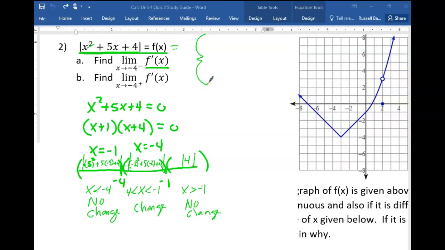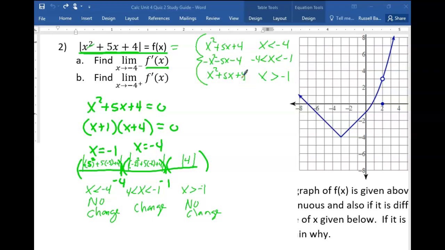We know now that it's going to be x squared plus 5x plus 4 with no change in the signs for anything that is less than -4. We know that for anything between -1 and -4, the signs will be changing. And once again, for anything greater than -1, the signs will not be changing.